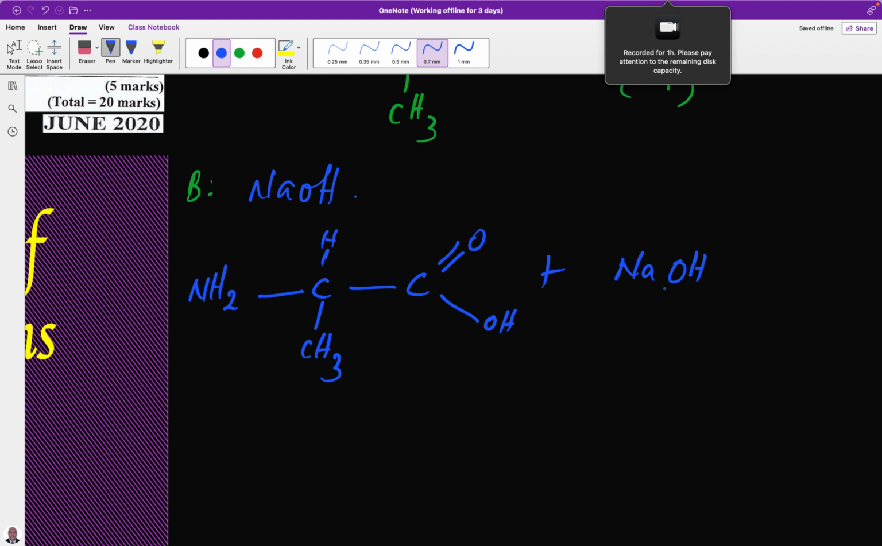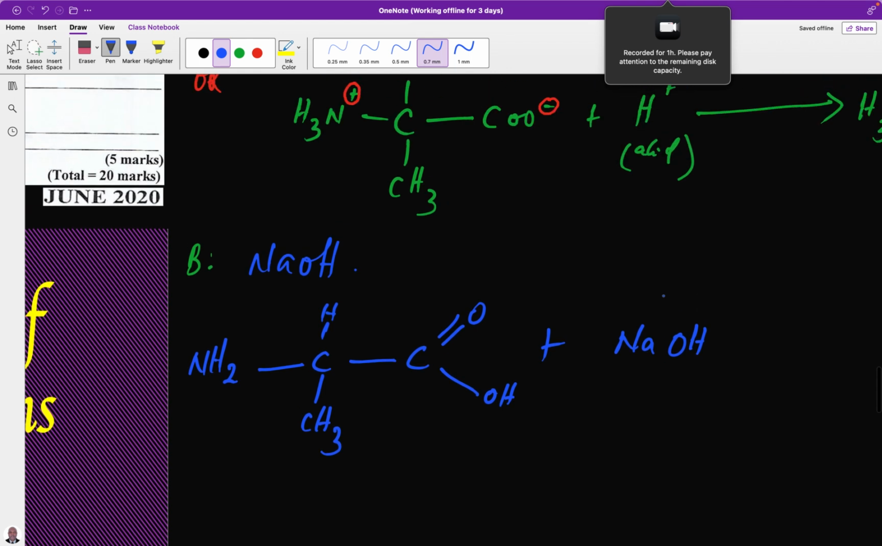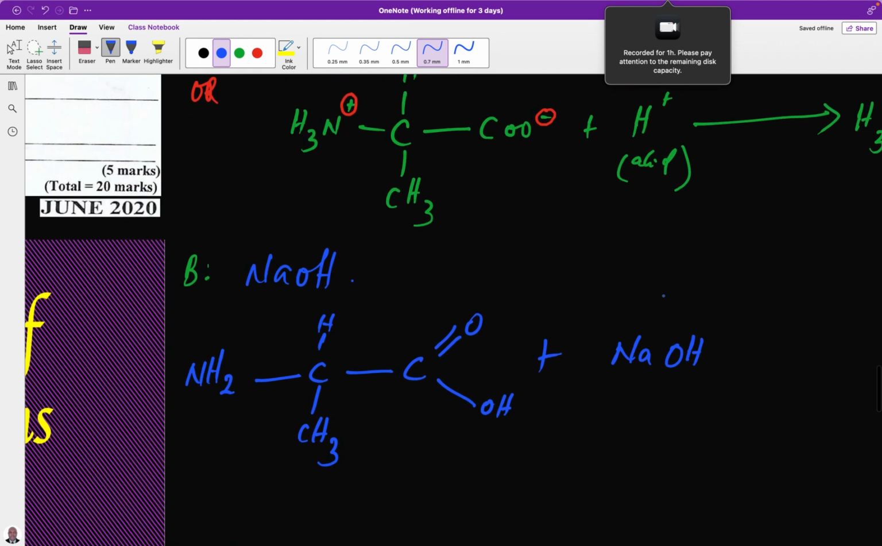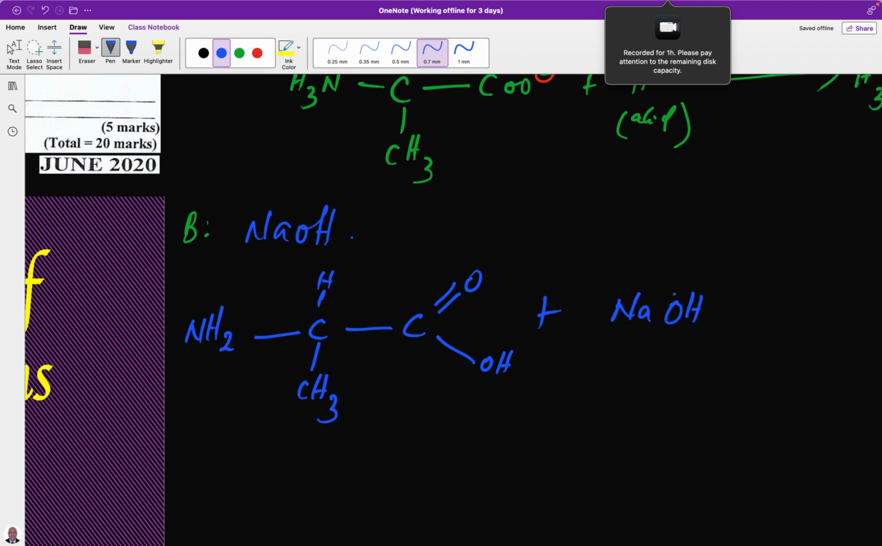Remember, this is a base. Bases are proton acceptors, unlike in the other case where we said acids are proton donors. Why do we say bases are proton acceptors? They have a lone pair of electrons on the oxygen. When the hydrogen ion comes, the lone pair on this oxygen will be donated to bond with it. We say base because of the lone pair of electrons, which will be donated to the hydrogen ion in forming water. So this will be our reaction.